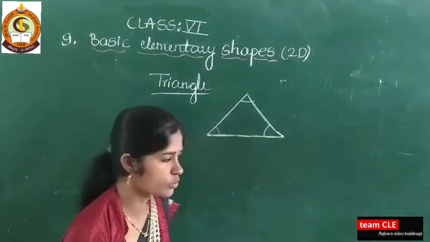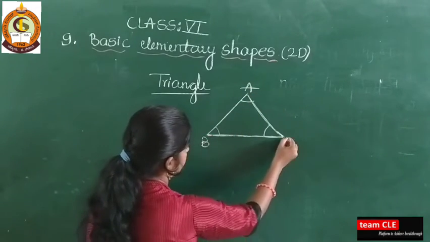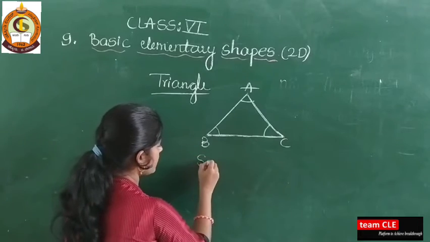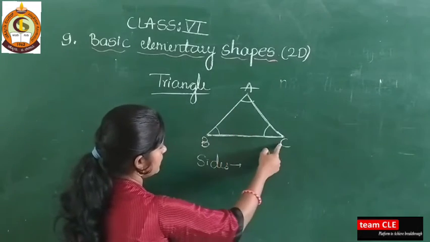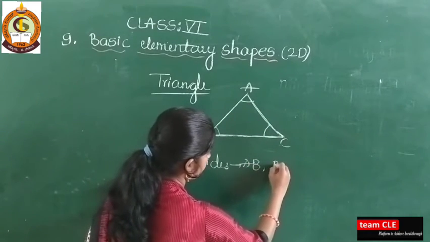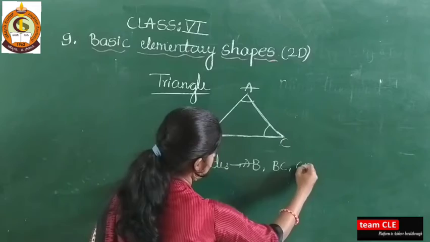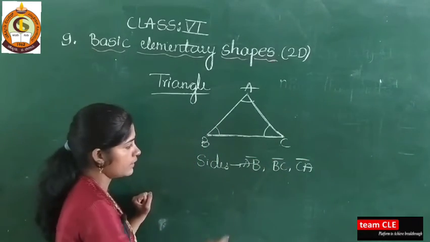I hope you understood. So let us name this A, B and C. Tell me here, how many sides are there? Yes, here three sides are there: AB, BC, CA. So these are line segments.